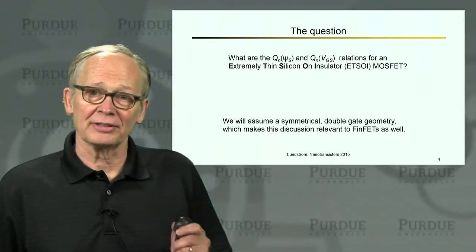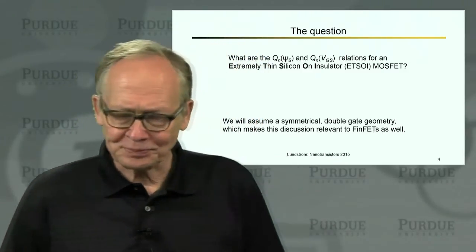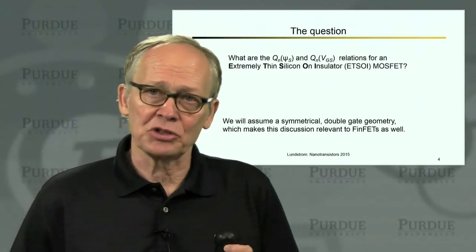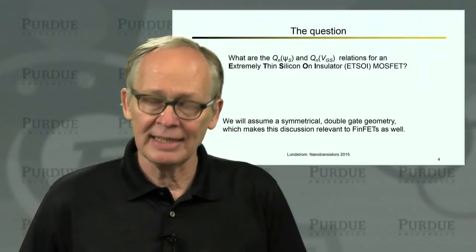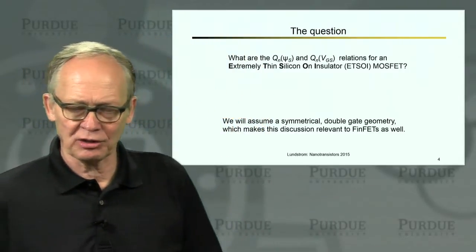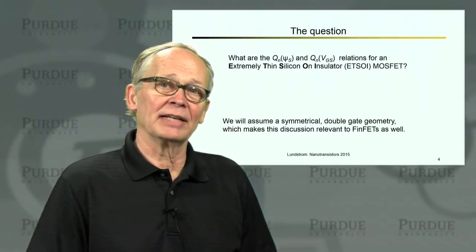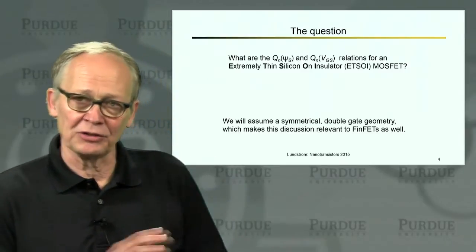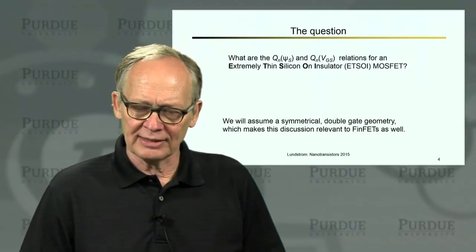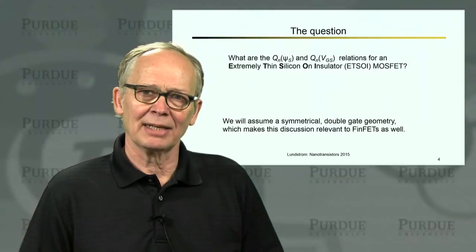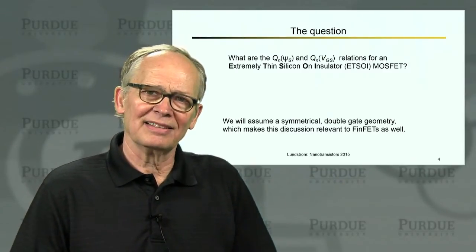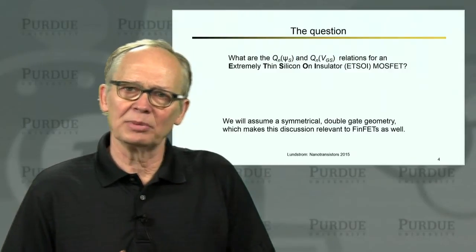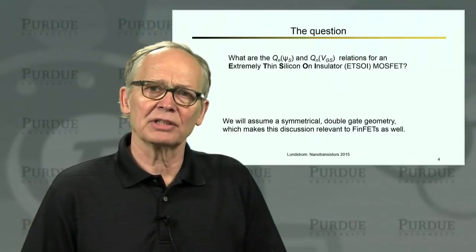But the questions are the same. So our questions are, what is the mobile charge versus surface potential characteristic? And what is the mobile charge versus gate voltage characteristic for a structure like this? Now, we're going to simplify the structure even more than that transistor that we just saw. We're going to simplify it into a model double gate structure, and the basic considerations that we develop in this lecture will apply to other structures as well.